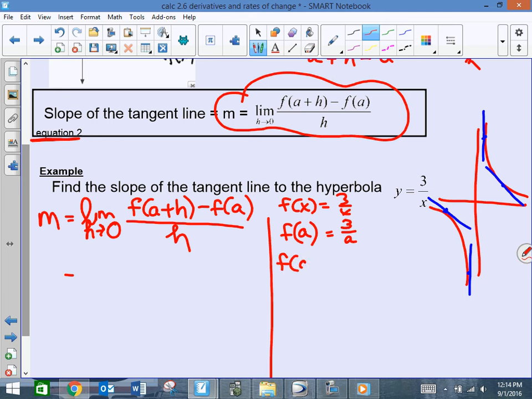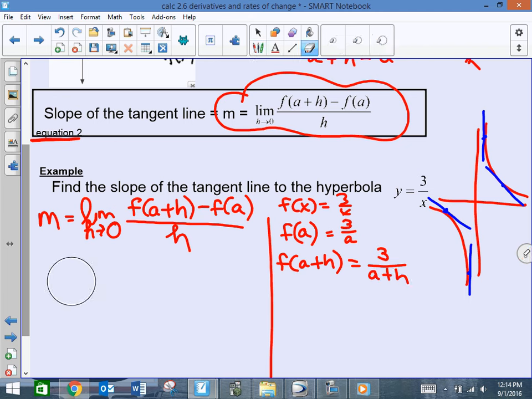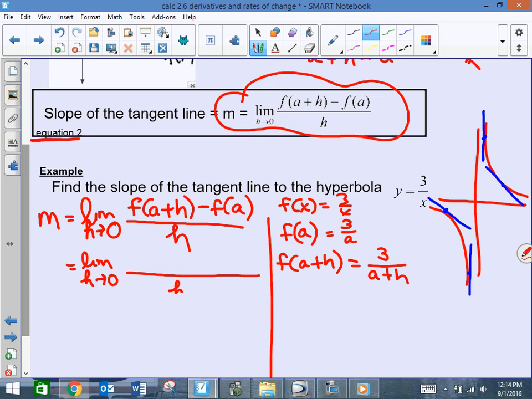All right, f of a plus h. Where? Is in your f function. 3 over A plus H. Nice. Okay, do we need anything else for this formula? I don't believe so. All right, we're ready. Limit, H equals 0, H is H. Okay. F of A plus H, 3 over A plus H, minus F of A, 3 over A.